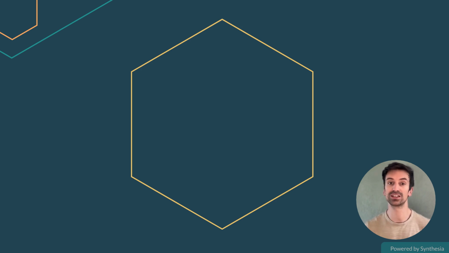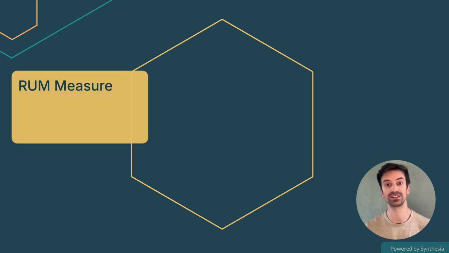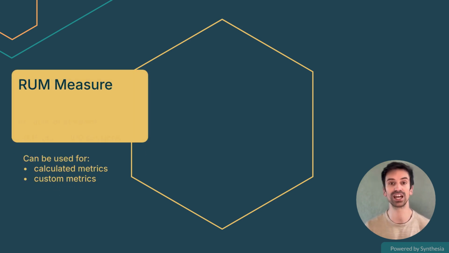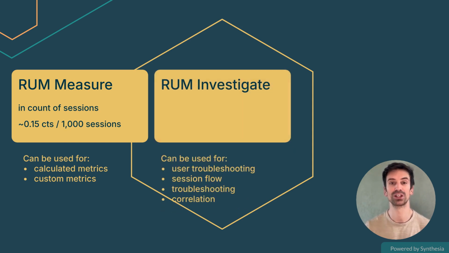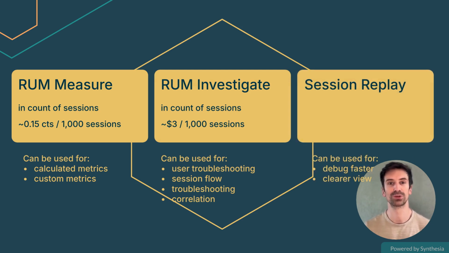When sessions are sent to Datadog, they first appear as RUM measure data, used to automatically create metrics and dashboards. If you want to retain sessions for deeper analysis, you can convert them to RUM Investigate, priced at $3 per 1,000 sessions. And for session replay, where you can visually review user activity, the cost is $2.50 per 1,000 sessions.